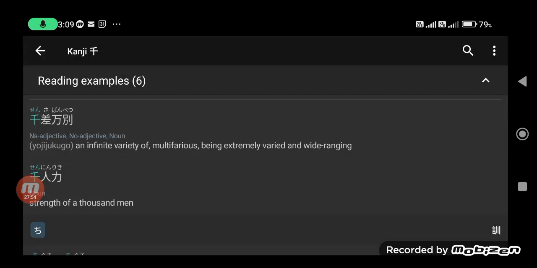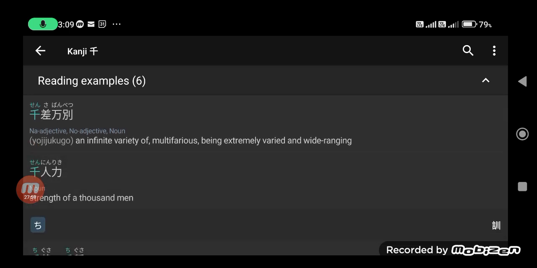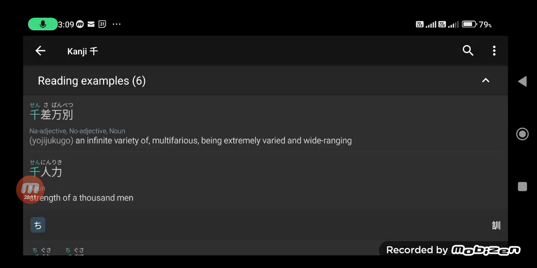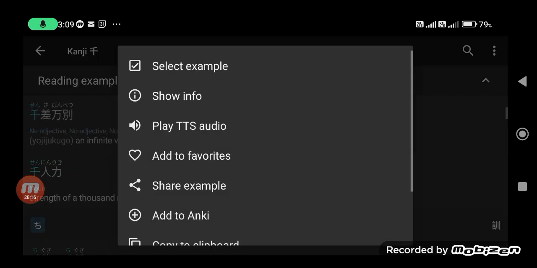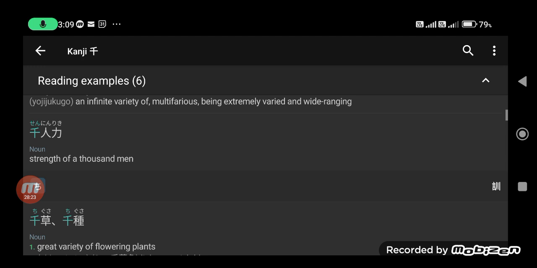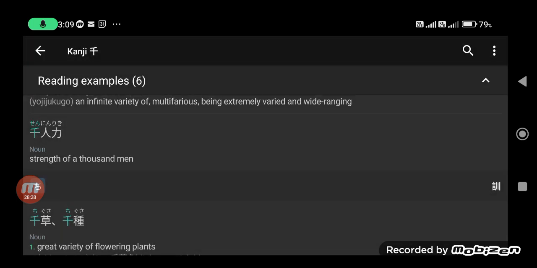千差万別. When you see this, it's yoji jukugo, an expression composed of 4 kanji. Yoji meaning 4 writings. Jukugo is an expression. 千差万別 is an infinite variety of, or multifarious. Sen sabanbetsu. Sen ninriki, strength of 1,000 persons.